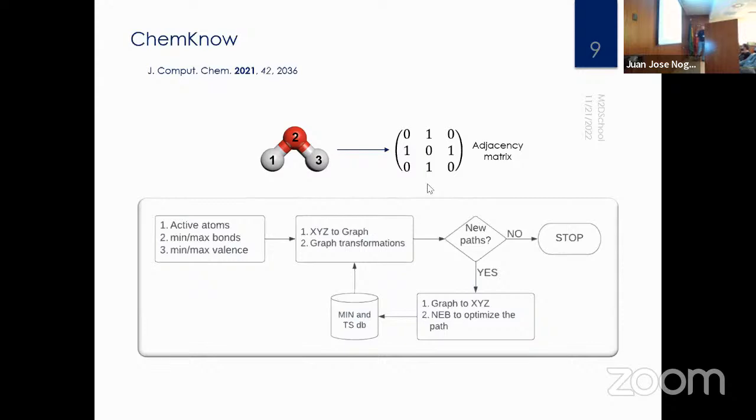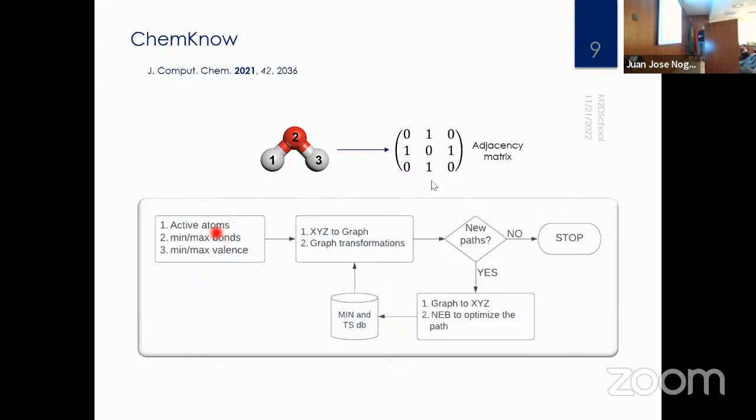The interesting thing of this procedure is that you don't do the reactions in geometry space. What we do is transform the geometry into a graph like this, and then you do transformations of the graph. We change ones by zeros and vice versa. When we change a one by a zero and vice versa, what we are doing is breaking and forming bonds, right? So this is what we do. And we have to do that according to some rules. And the rules we use are these things here.